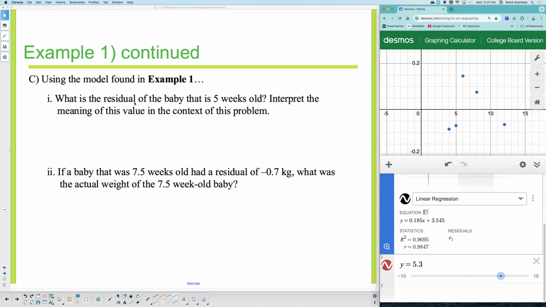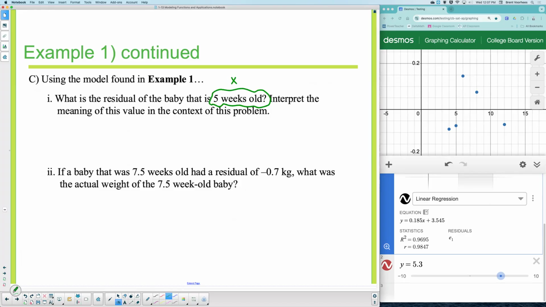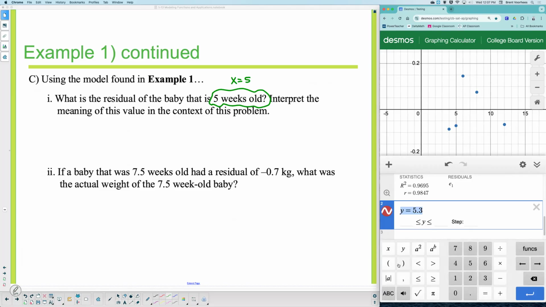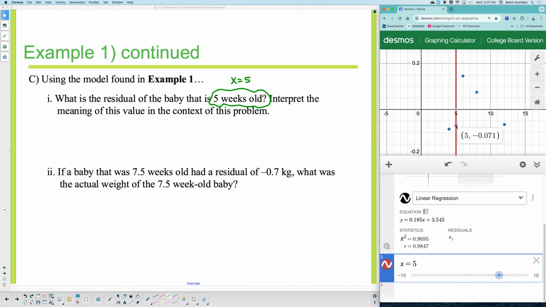To help us out here, it says, what's the residual of a baby that's 5 weeks old? Now, remember, weeks old was which variable? X. This is when X is 5. So if you need help again, you can type in X equals 5. So I'll change this from Y to X equals 5. It's this residual right there. That's the residual we're looking at. If you need help finding it, that's it.